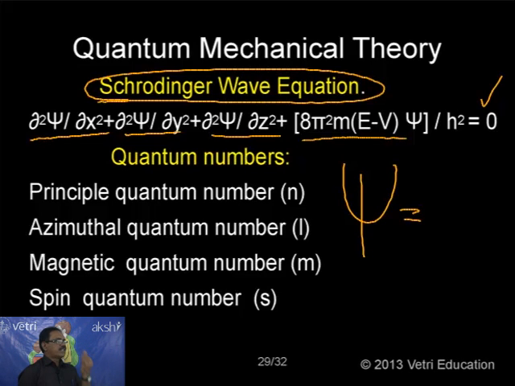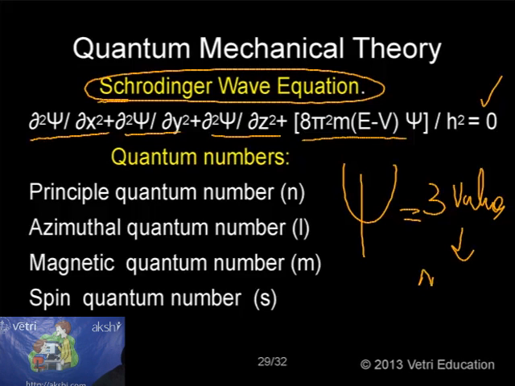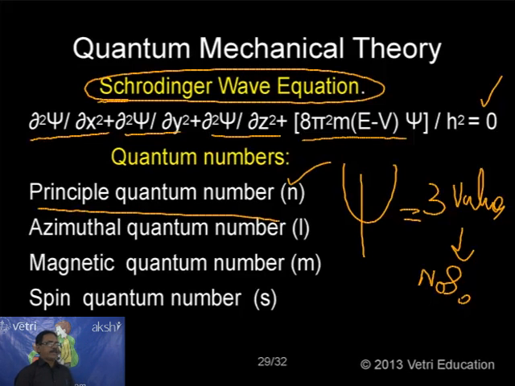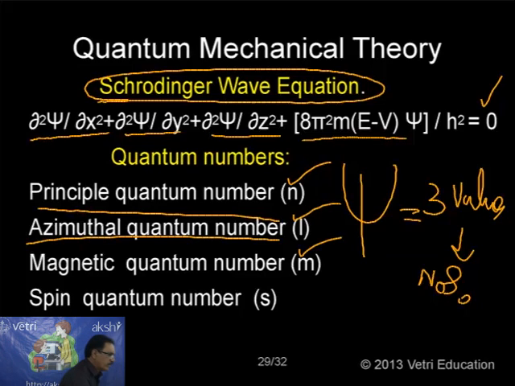the psi has three values. If you calculate the psi value, psi has three values, or I can say three numbers. And these numbers I will call n value, the principal quantum number, l value, the azimuthal quantum number, and m value, the magnetic quantum number.